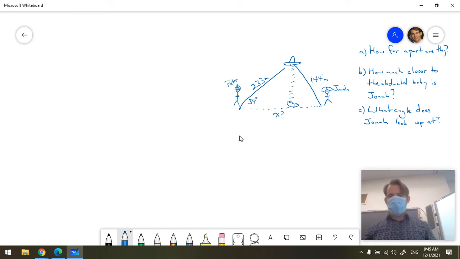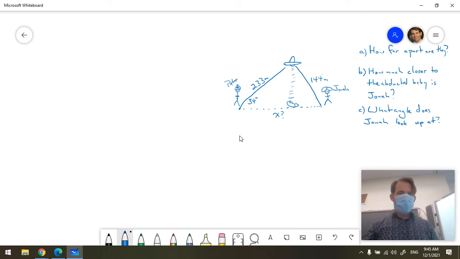So here, one thing that we can do is set this up with sine law, because we don't have any right angles. We'd like to know this angle, and we'd like to know this distance between them. Okay? We also might want to know how much closer is Jonah to the baby than Peter. So that we could use some right angle triangles, but in any case, here's how we can set these up.